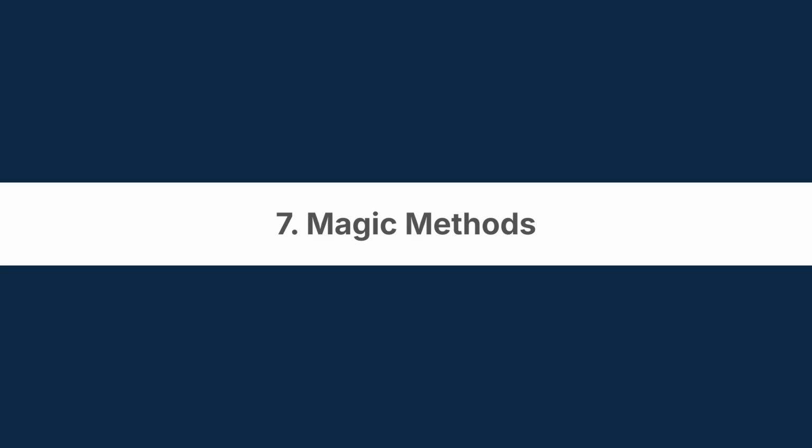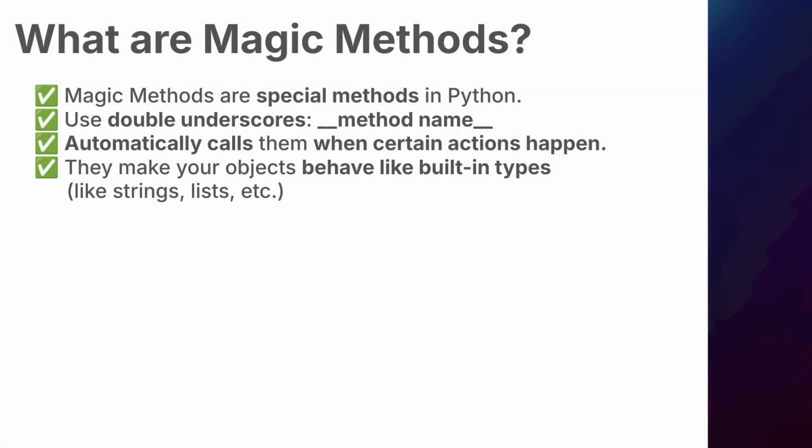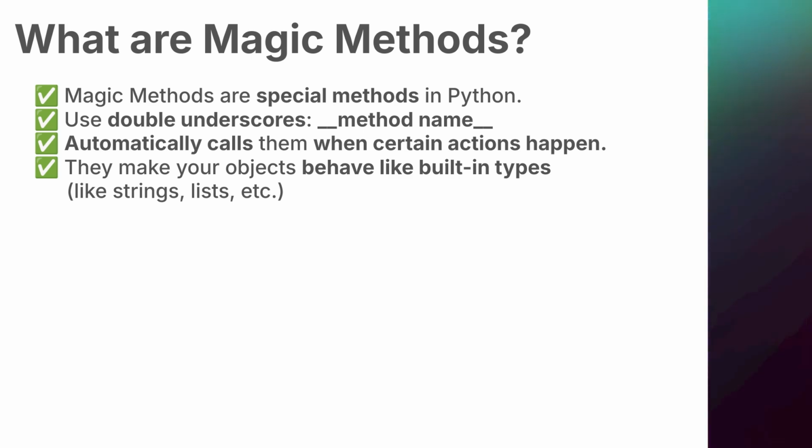Seven, special magic methods. Magic methods are special methods in Python. They start and end with double underscores. Python automatically calls them when certain actions happen. They make your objects behave like built-in types, like strings, lists, and so on.